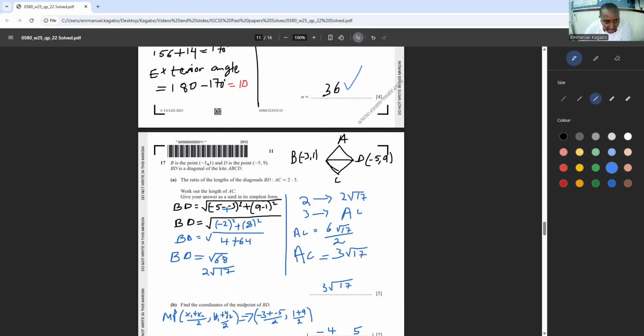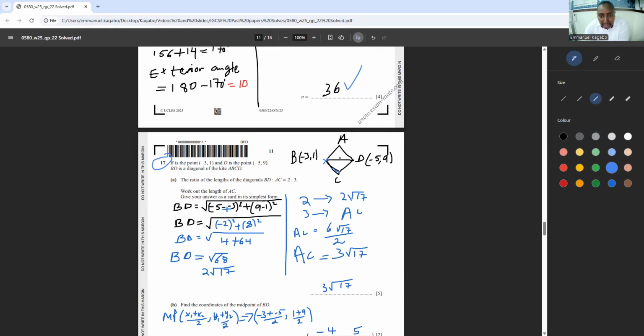Very good. Right now I'm doing question 17. B is the point here, and D is the point there. They say BD is the diagonal of a kite. I tried to sketch it here. This is just a sketch of a kite. They said it's A, B, C, D. That's my sketch so that you'll be able to visualize what I'm doing.